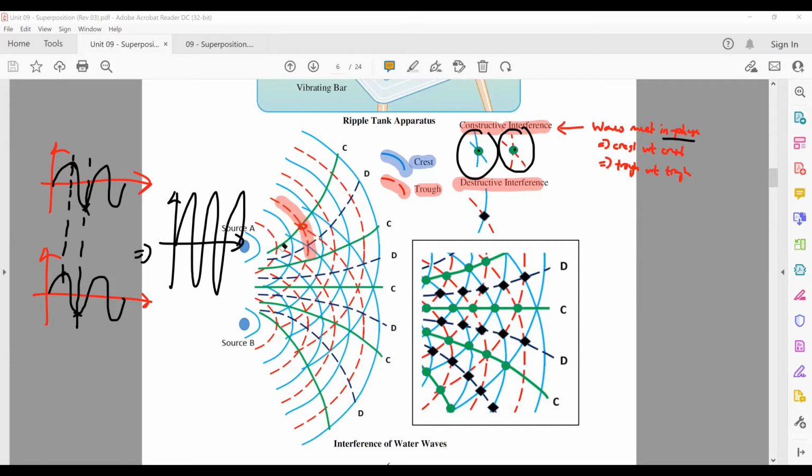So you trace all those points where constructive interference occurs, it will be these points here. 1, 2, 3, 1, 2, 3, 1, 2, and then 1, 2, 3, 4, 5, 6, and then 1, 2, 3, 4, 5, and then 1, 2, 3, 4, 5. These points here where constructive interference occur will eventually trace out a line like this.